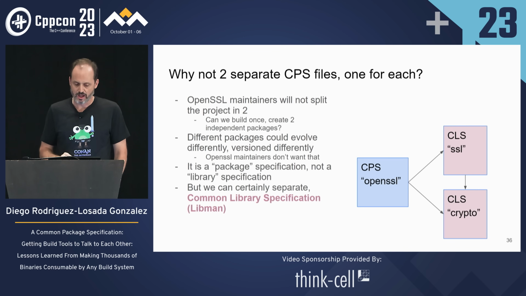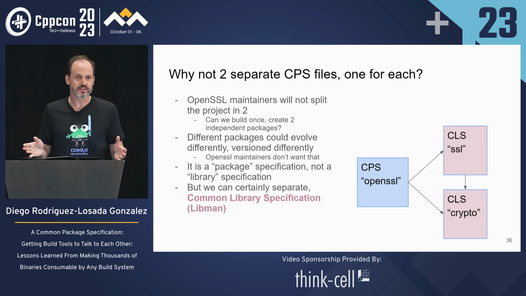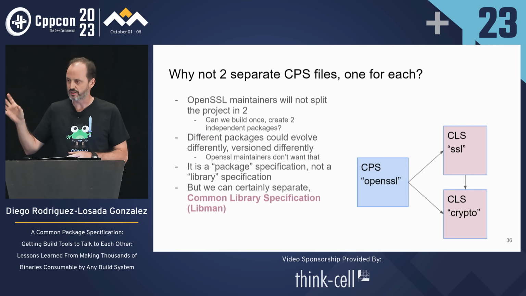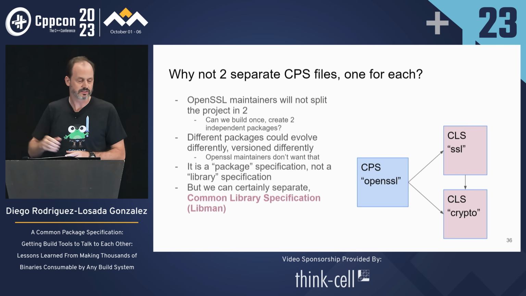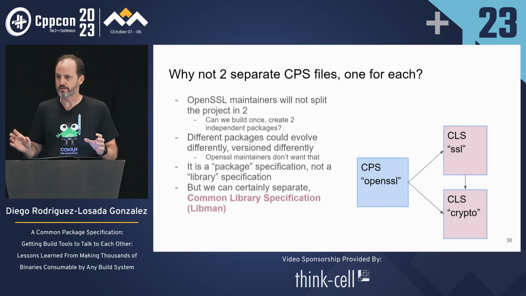Why not separate every single library into its own file? Well, this is just an implementation detail of the specification. Okay, this can be done, and in this case, for example, Liebman's proposal suggests this, to have several JSON files, or several files in this case, with a common library specification. Okay, this is good as long as we don't consider OpenSSL, SSL, and crypto two different things.